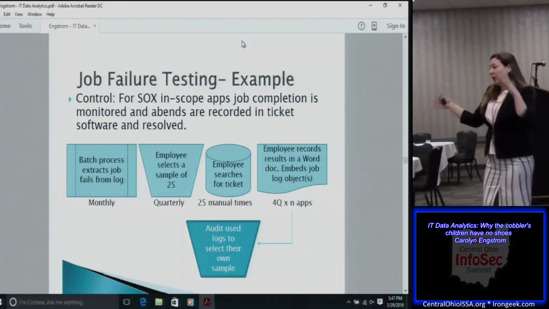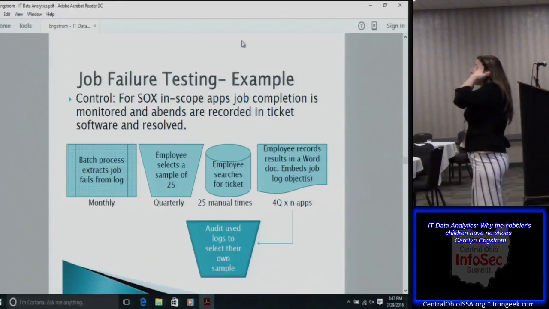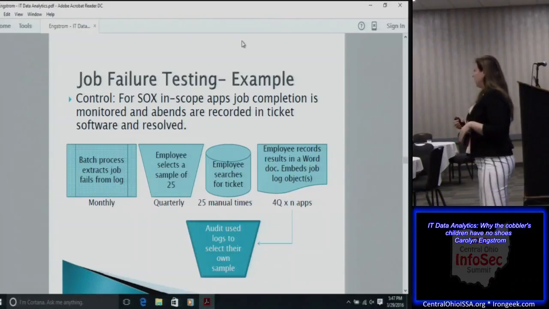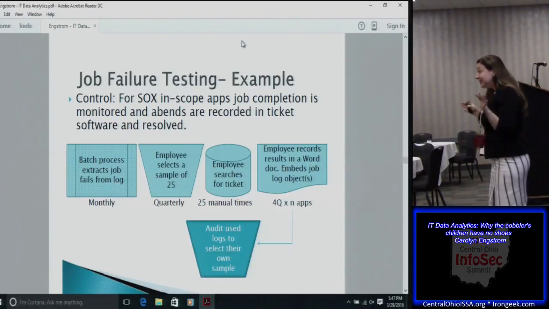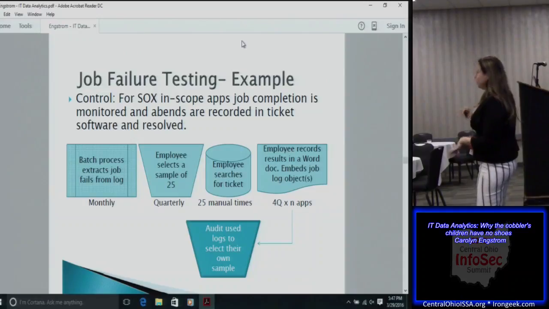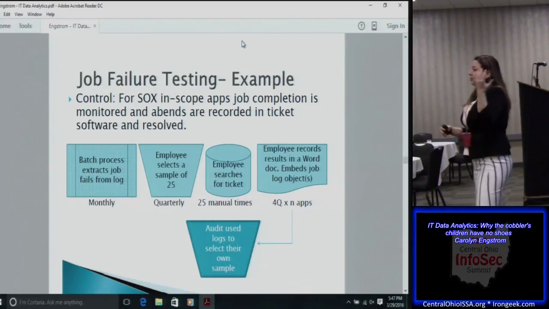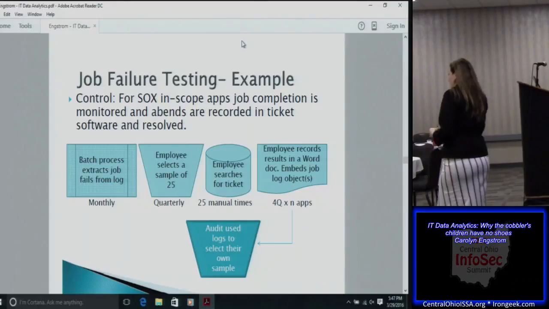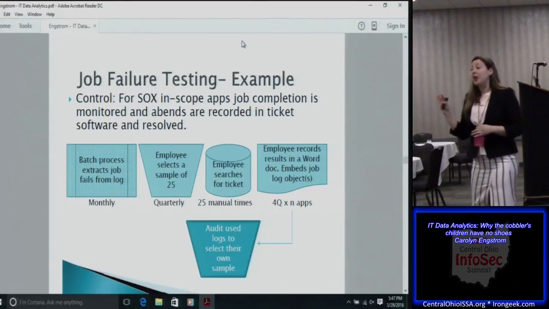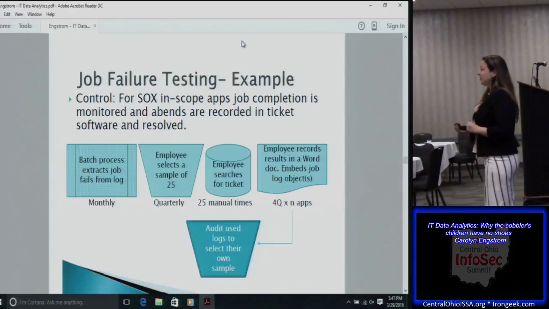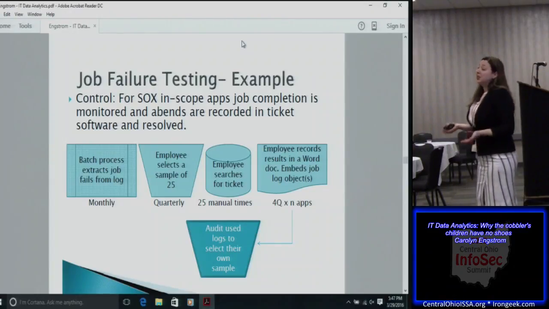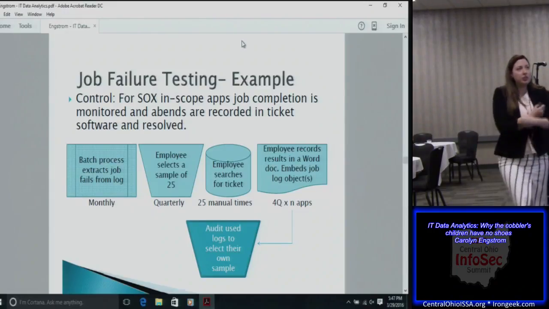Then the employee reports the results in a Word document, and then they embed all the system logs to that Word document. Then, they probably save it to their desktop, just in case the auditors ask for it. Then they put it out in their shared drive, because they want to make sure that the supervisors can review it. And then they upload it to the SharePoint so that the auditors can. And then audit, when we go in to test it, we select another sample. And we have to do that on an application by application basis.